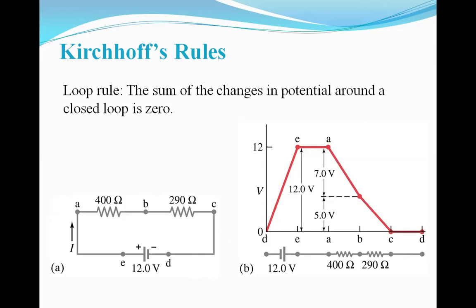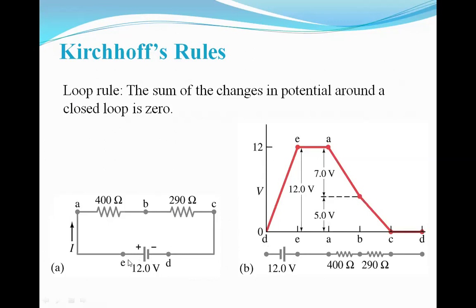So here we have taken an example with this particular circuit, which has an EMF of 12 volts, and these two resistors are connected in series. We can understand through this diagram that this we have labeled as point A, this is B, this is C, this is D, and this is E. So here, 12 is the maximum voltage.